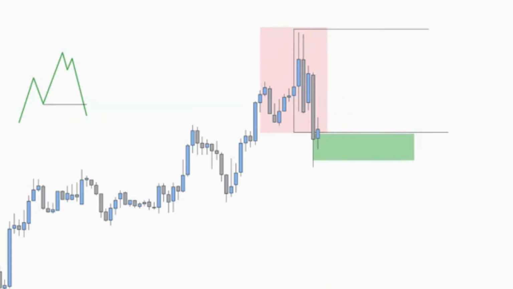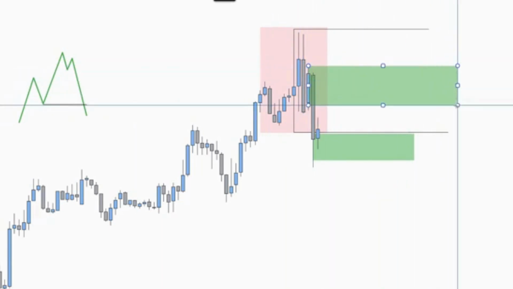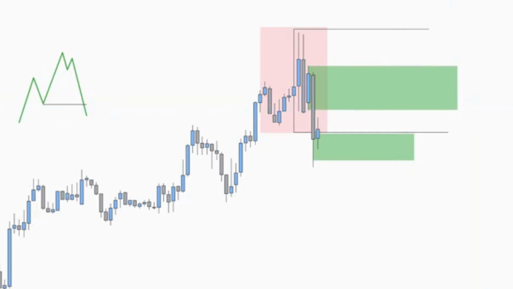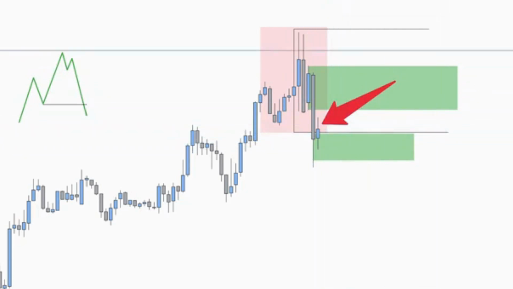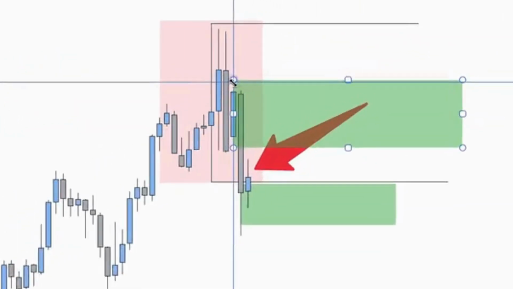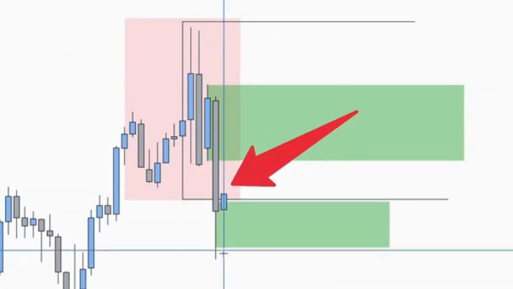Our supply zone, therefore, in my trading personally, is going to be the last candle before the impulse. So an impulse is, of course, this movement. It's the impulsive move that's broken the trend and created a new downtrend. The last candle before the impulse is this blue candle before the push down.